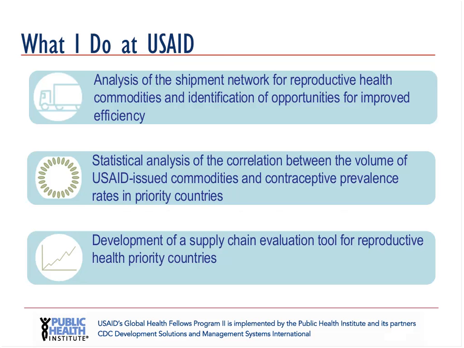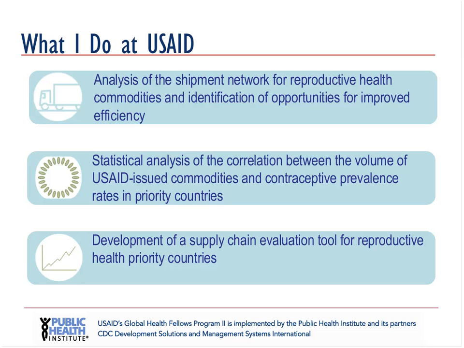The first one was looking at the shipment network for our reproductive health commodities and looking at where our warehouses currently are, and whether there were any opportunities to realign our shipment network to achieve savings. So I was looking at holding costs, freight costs, et cetera. If there are any industrial engineers on the line, then you know that's a classic network optimization problem. So I was excited to use some of my undergraduate background at USAID.